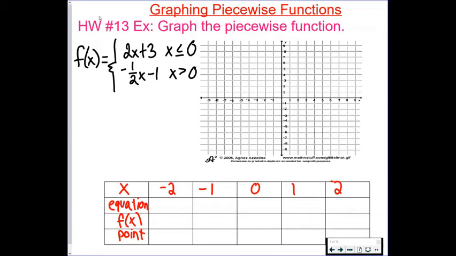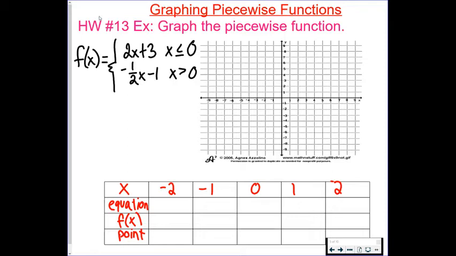Okay, on number 13, we're given a function, f of x equals, and it's a piecewise function because I've got two different pieces: 2x plus 3, where x is less than or equal to 0, and negative 1/2 x minus 1, where x is greater than 0. And I've got a table there with some x values. I'm going to write down the equation I'm going to use in the second line, the actual y value that I get out in the third line, and then the ordered pair in the last line. So let's go plug them in.